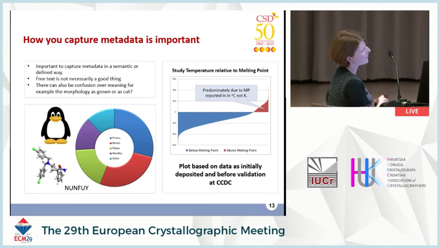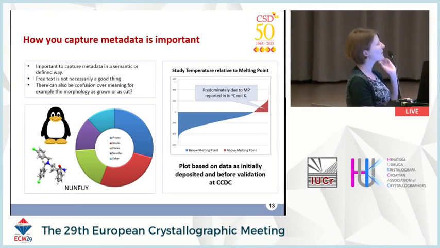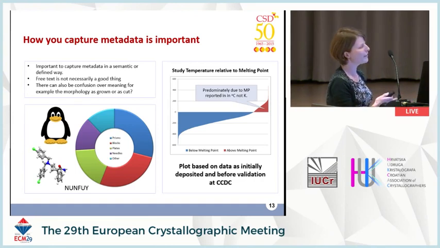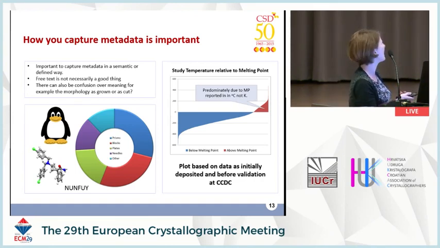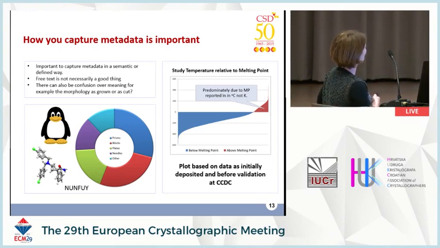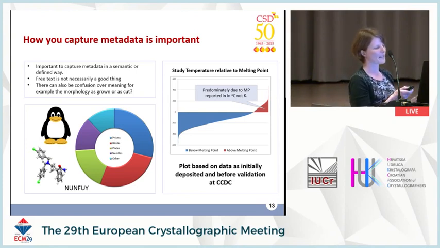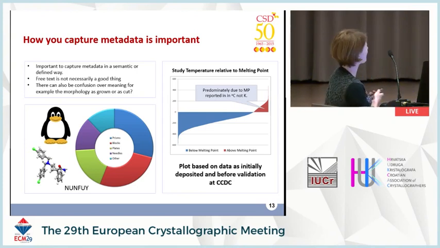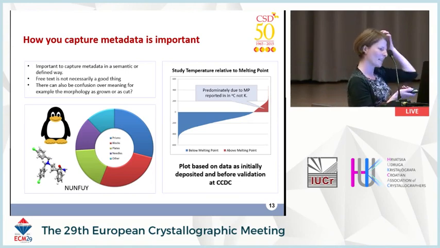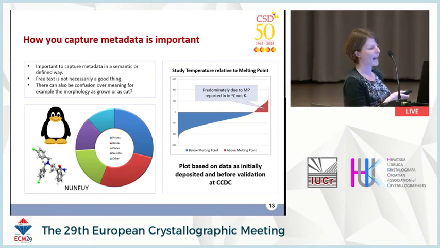And I think it's important to try and capture metadata in as semantic or defined way as possible. So if we look at things like colours reported in the CSD, we see colours such as wine-coloured crystals, but there's no information about what coloured wine people are actually talking about. And if we look at morphologies, we often get different descriptions of the same shape. So we've got penguin-shaped crystals, we've got pear-shaped crystals, we've got lozenge-shaped crystals. So perhaps there should be some more defined dictionary of what should be allowed in certain metadata fields.